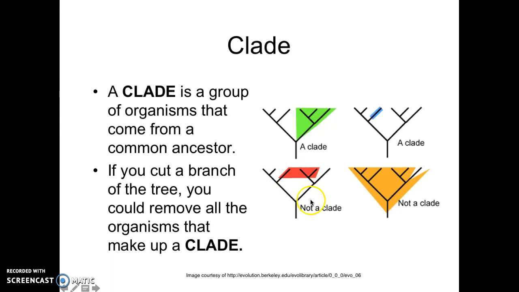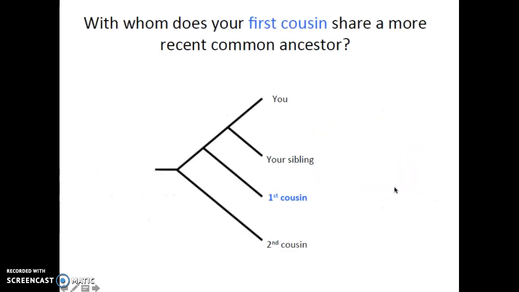This is not a clade because you're having organisms from this branch and this branch, but you're not considering all of the organisms from this branch and this branch. You're only having some from here and some from here. This is not a clade. And this is also not a clade because you have this branch, you have all of the species except this one, so this is also not a clade.